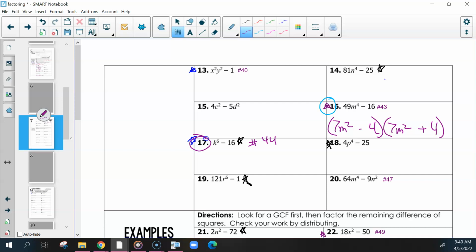Now, sometimes you will get answers that you have to factor even more. What I mean by that? Let's say you got these answers, but this was like 9 and 4. 9 is a perfect square, 4 is a perfect square. That means we could do this again. So if we got something like this, and these were our answers, we could take this one, because this is another difference of squares, and do this process again.